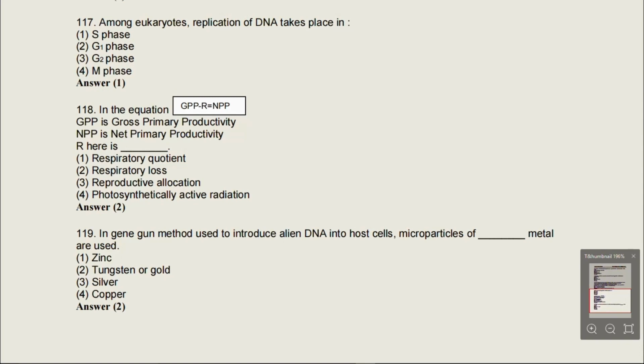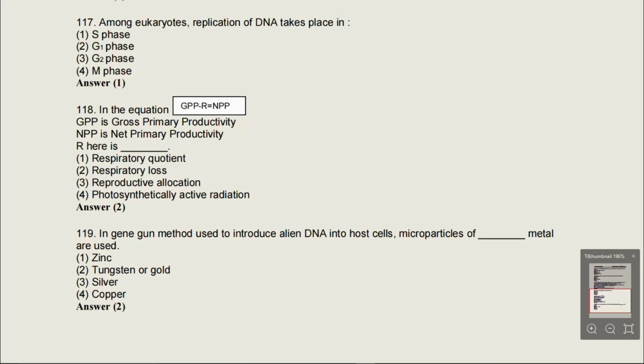The next one is: in the gene gun method used to introduce alien DNA into host cells, microparticles of dash metal are used. So the answer is option 2, tungsten or gold. Undifferentiated plant cells have a cell wall which can be easily broken down by bombarding them with high velocity microparticles of gold or tungsten coated with DNA in a gene gun. So the answer is option 2, tungsten or gold. This question is taken from Unit 7 Genetics and Evolution, Chapter 5 Molecular Basis of Inheritance.